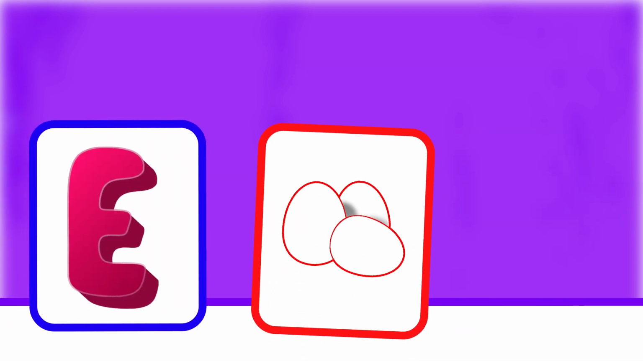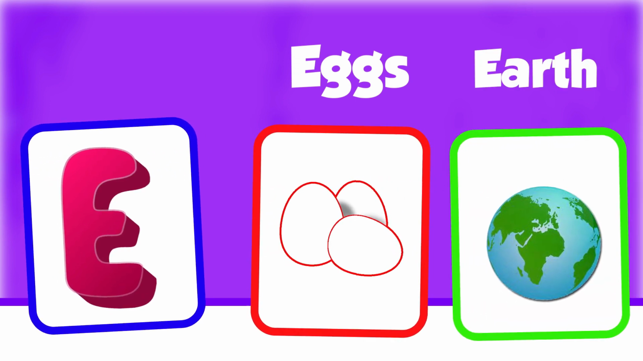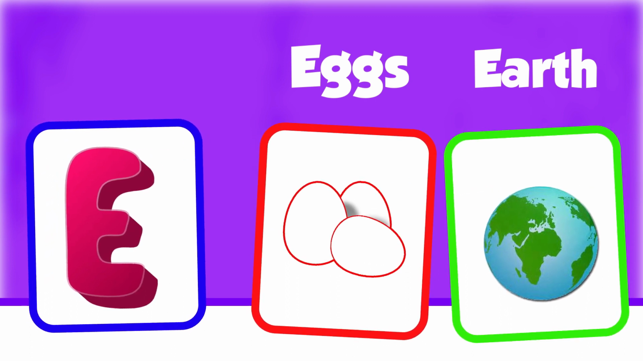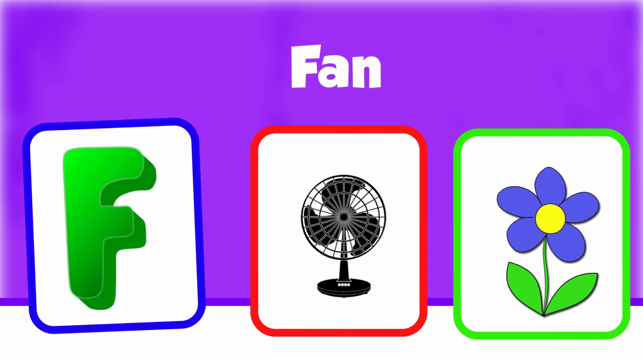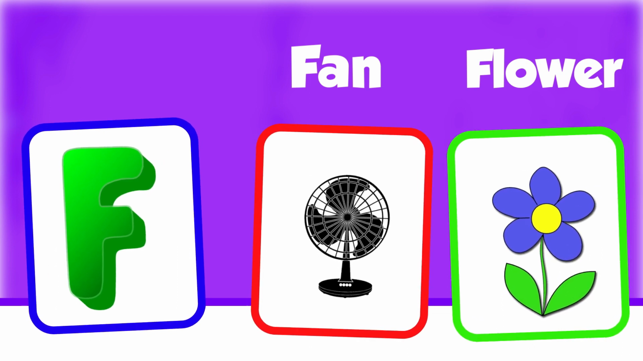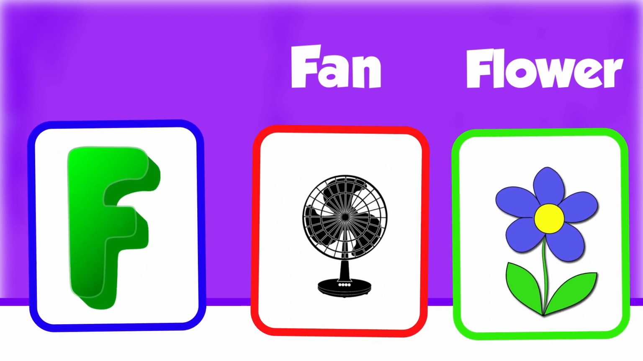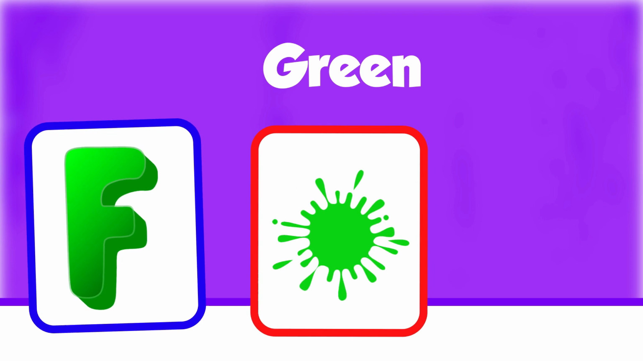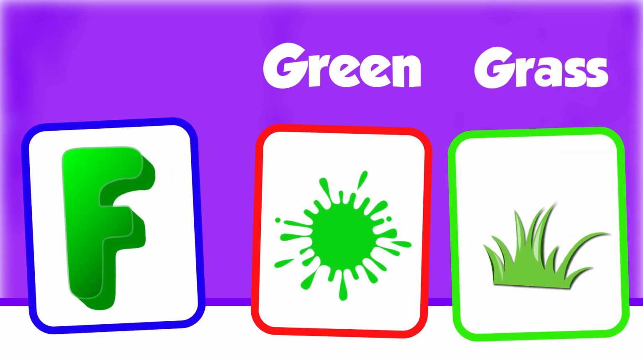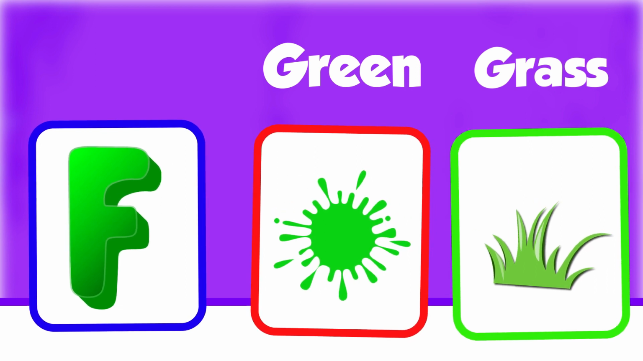E is for eggs, eggs. E is for earth. E is for eggs. E is for earth. F is for fan, fan. F is for flower, flower. F is for fan. F is for flower. G is for green, green. G is for grass, grass. G is for green. G is for grass.